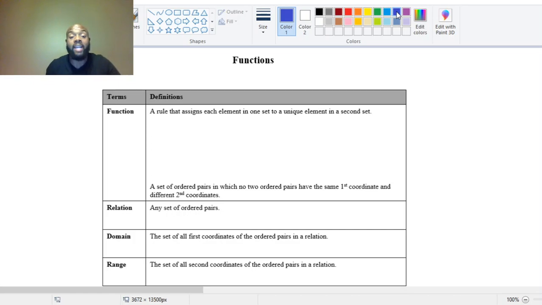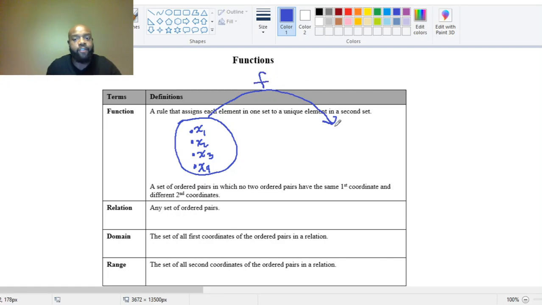A function is a rule that assigns each element in one set to a unique element in a second set. And so let's say that we have a set of x values, right? For instance, I have x sub 1, x sub 2, x sub 3, and x sub 4. And basically, a function is a rule, so I can place some rule, I'm going to call that rule f, that takes the elements of this first set and assigns them to elements in the second set. Let's call the elements in the second set y sub 1, y sub 2, and y sub 3.